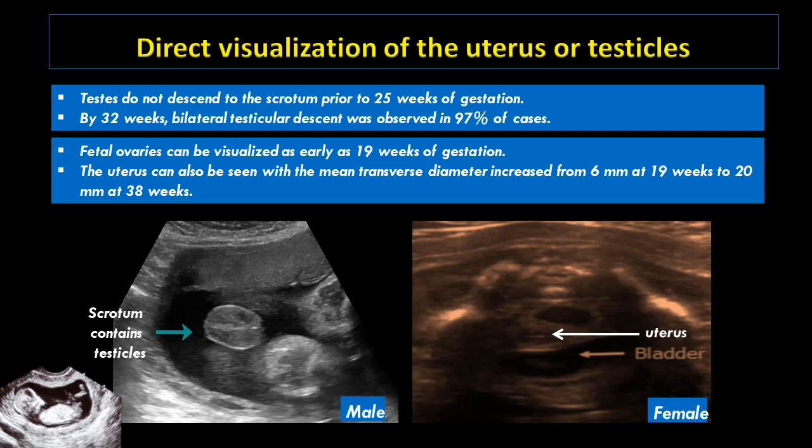millimeters at 38 weeks. On the image on the right side of the screen, we can see 2 testicles fully descended in this term male fetus. On the other image, we can see the urinary bladder, and the uterus is seen anterior to rectum, with the endometrium well visualized in a female fetus.